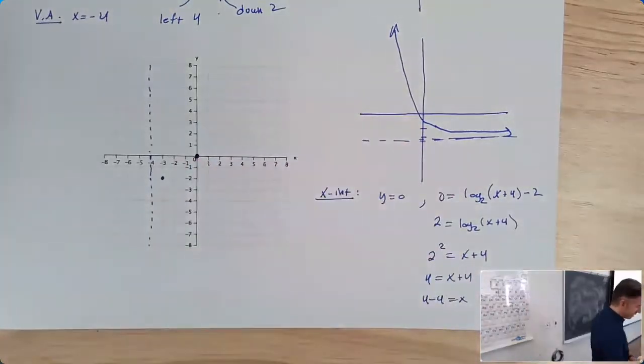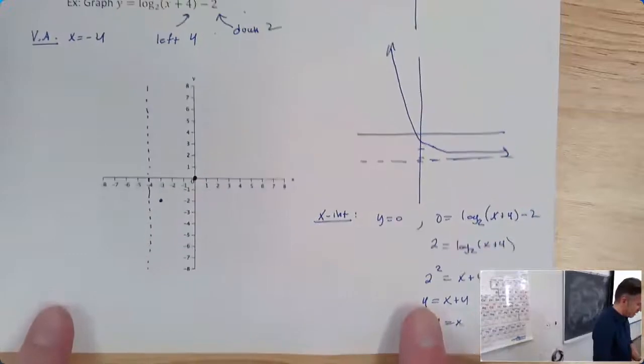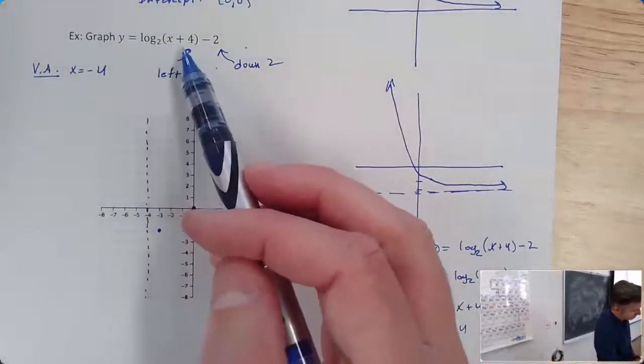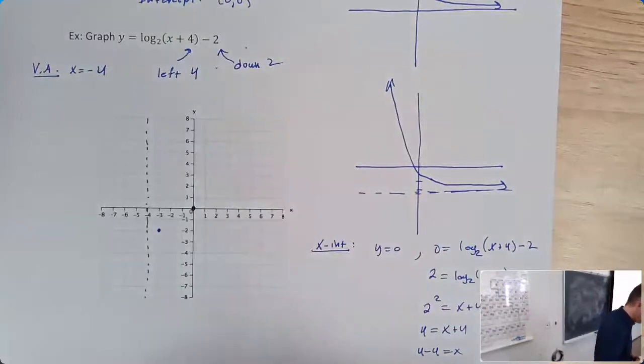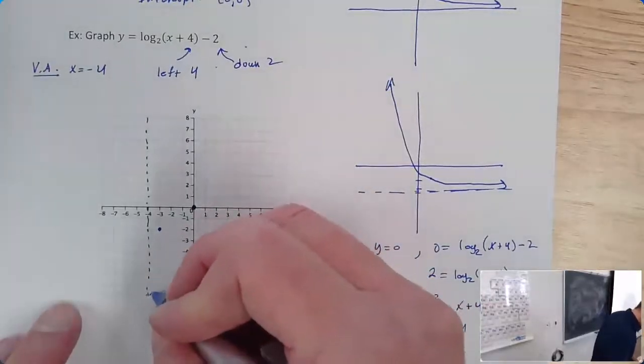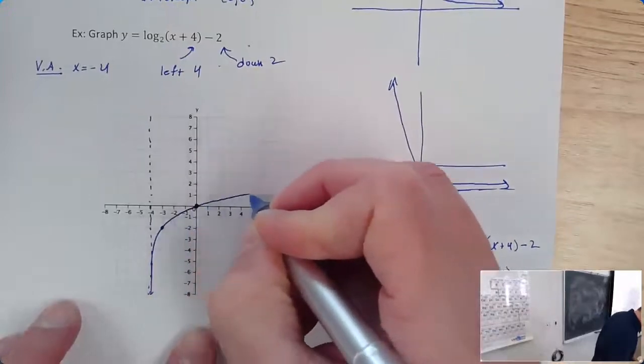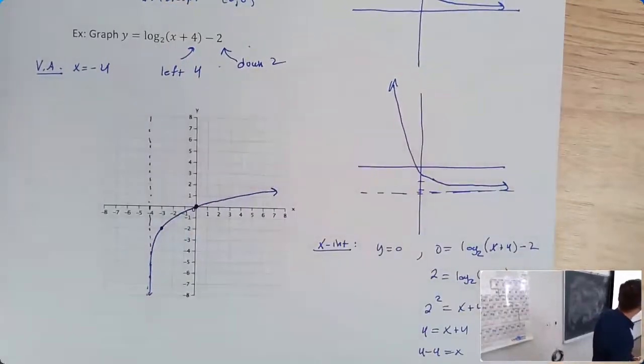And I guess if we had plugged in 0 for x, we also would have seen that we got y equals 0 as our y-intercept. If x is 0, log base 2 of 4 is 2, and 2 minus 2 is 0. How unoriginal. So there's our logarithm graph.